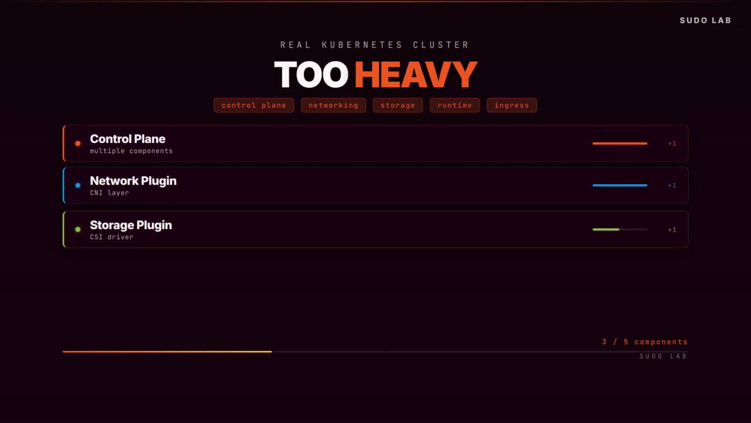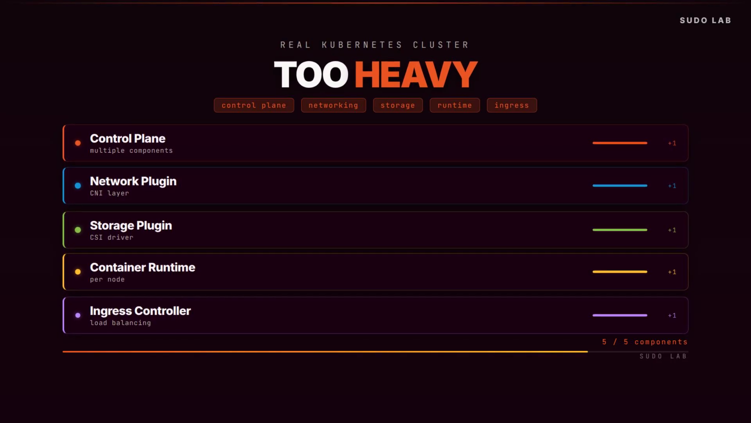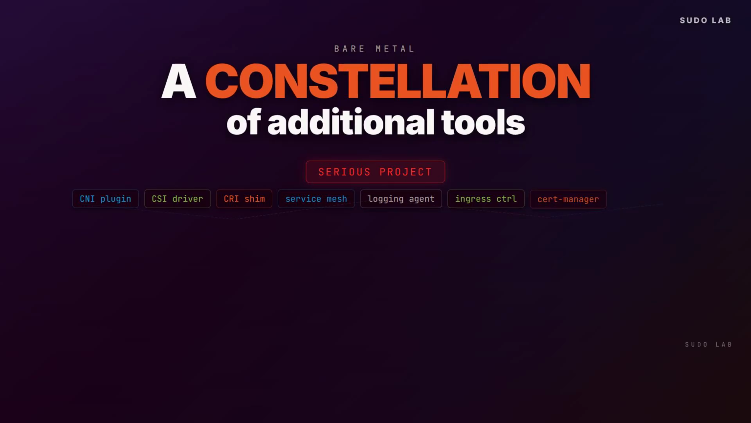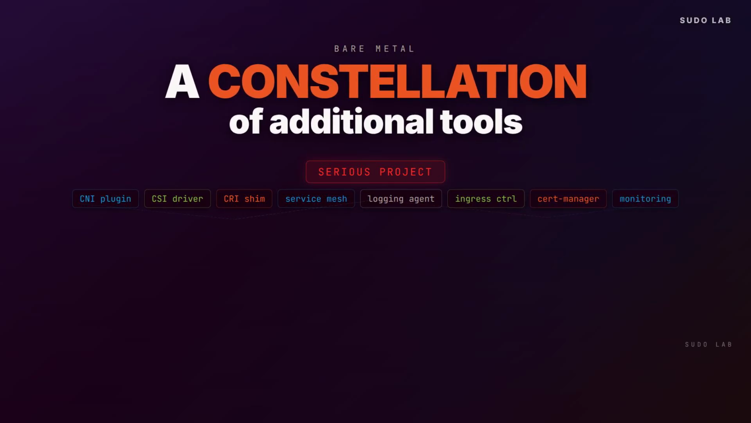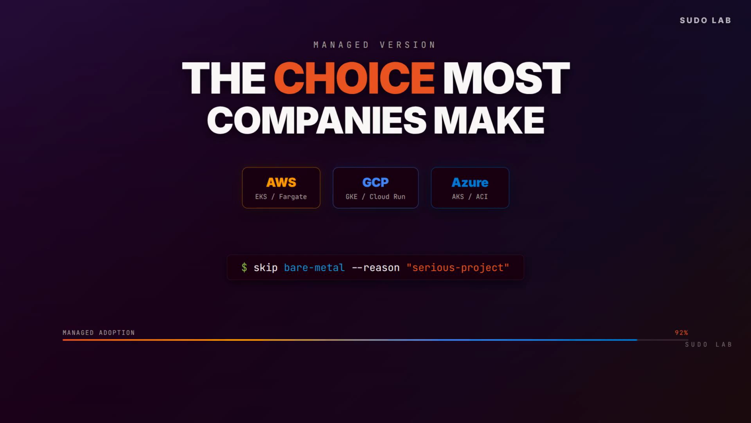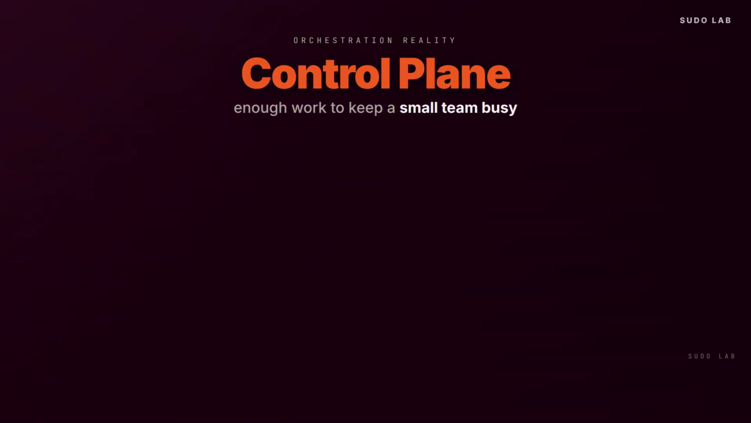A real Kubernetes cluster has a control plane with multiple components: a network plugin, a storage plugin, a container runtime per node, an ingress controller, and usually a small constellation of additional tools just to make it usable day to day. Running it yourself on bare metal is a serious project. Running a managed version on AWS, Google Cloud, or Azure is the choice most companies make, because the control plane alone is enough work to keep a small team busy.